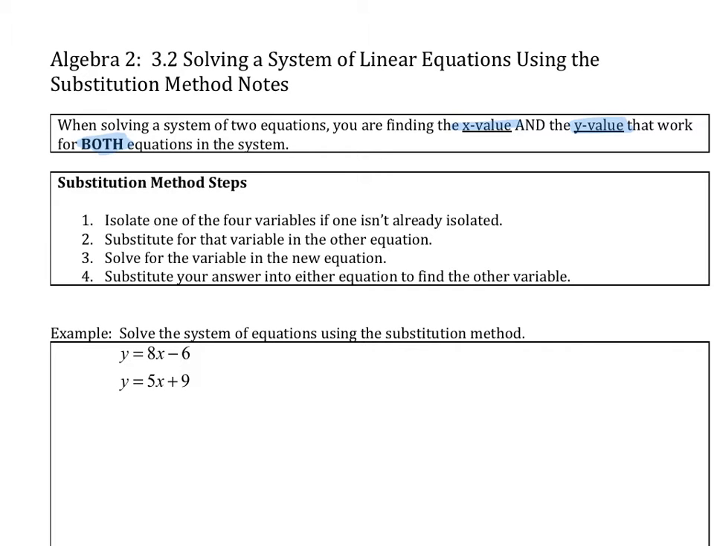In order to do this through the substitution method, the first thing you're going to do is isolate one of the variables, so basically make sure that one of the variables is by itself. Then you're going to substitute that variable into the other equation. Then you're going to solve for the variable in the new equation. And then substitute your answer into either equation to find the other variable.